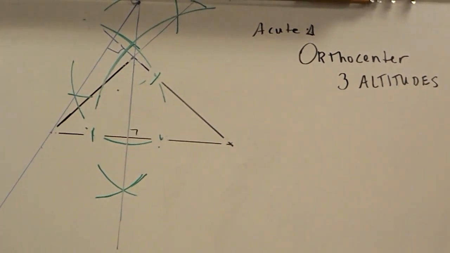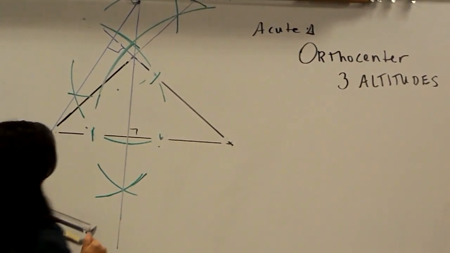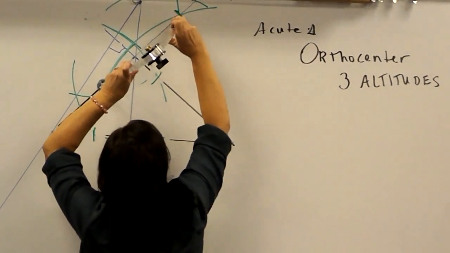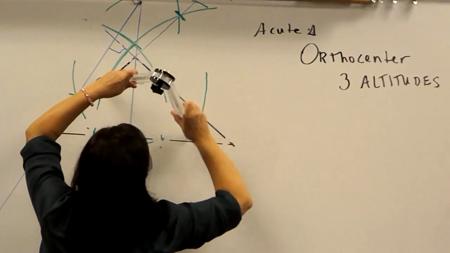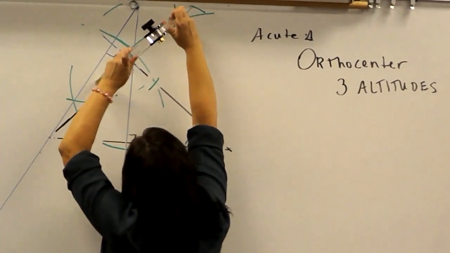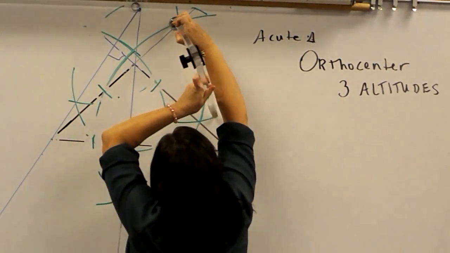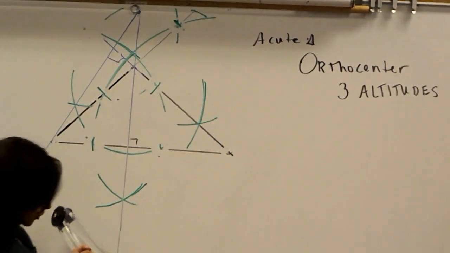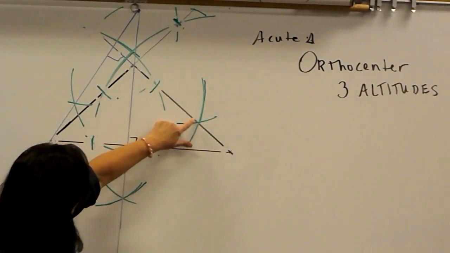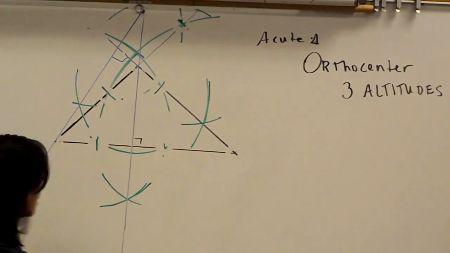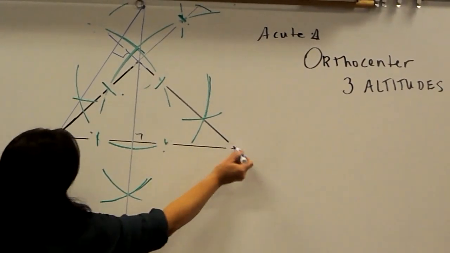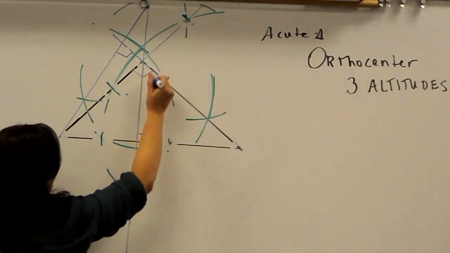So now I'm going to measure that length from here to here, and then I'm actually going to arc up, and then I'm going to turn it around, measure it again, and arc again. Boy, it sure looks like this line right here from my vertice goes right through here, doesn't it? Okay? So what I end up having is an altitude right here that came straight down.